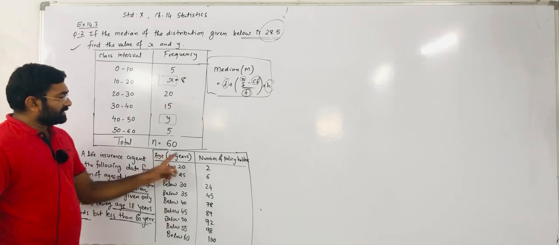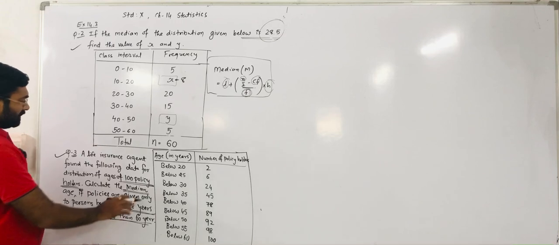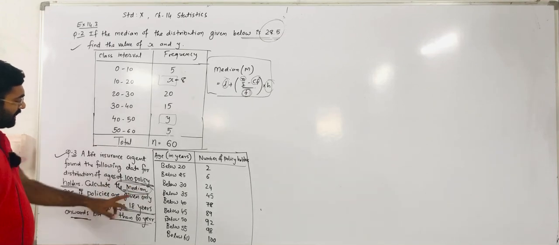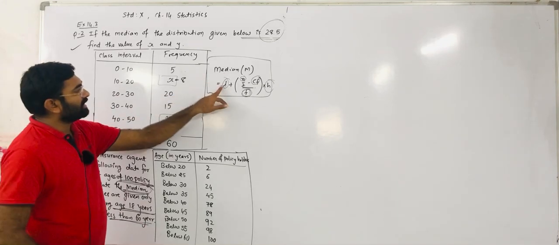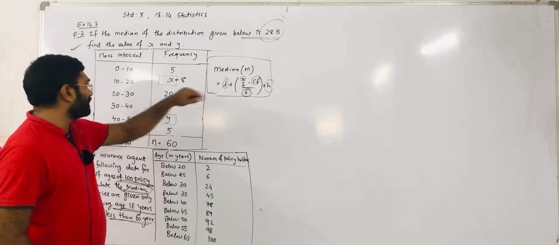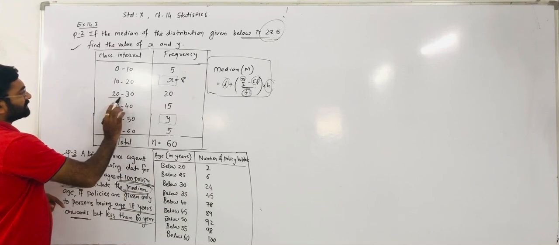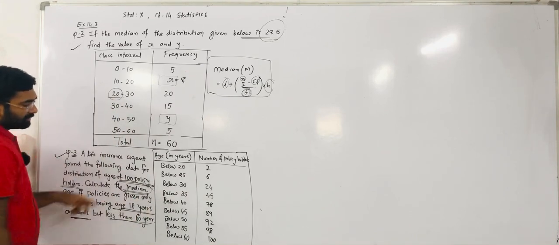See here, ages are given and number of policies is given, and whenever we have to find a median, we require data in that form. Why? Because in the median formula, we require the L value. L value means the lower limit of the median class. So we require the lower limit, but here it is not given.